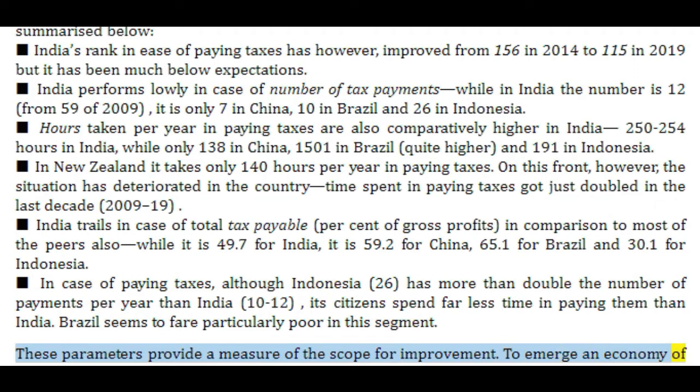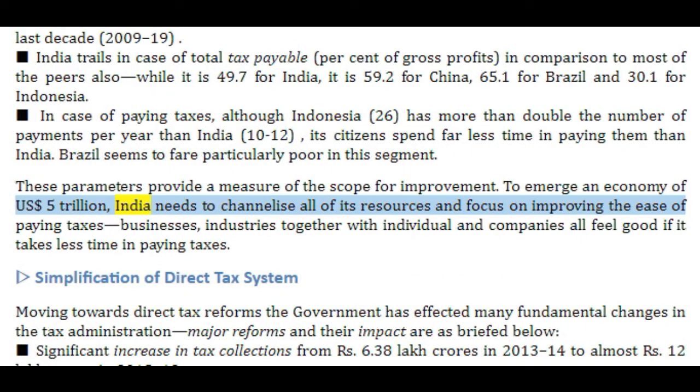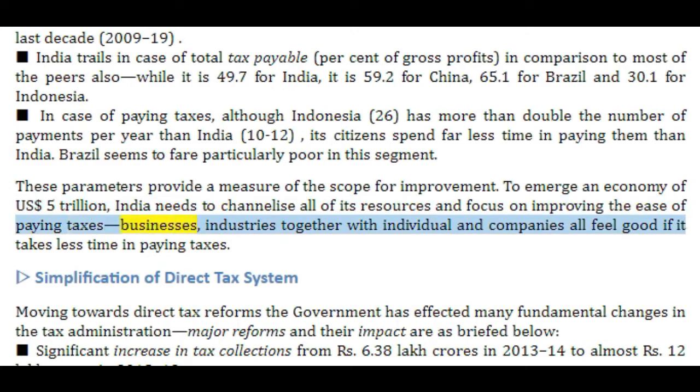To emerge as an economy of $5 trillion, India needs to channelize all of its resources and focus on improving the ease of paying taxes. Businesses, industries, together with individuals and companies, all feel good if it takes less time in paying taxes.